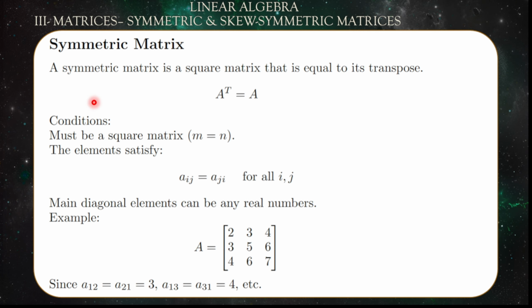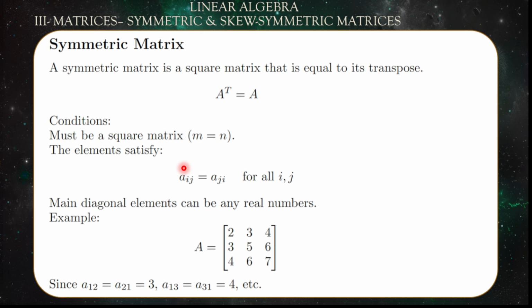Symmetric matrix. A symmetric matrix is a square matrix that is equal to its transpose. This is what we mean by symmetric matrix: A transpose is equal to A. Conditions: of course, it must be a square matrix, having the number of rows equal to the number of columns, or m equal n. That's the first condition. And the elements should satisfy Aij equal to Aji.